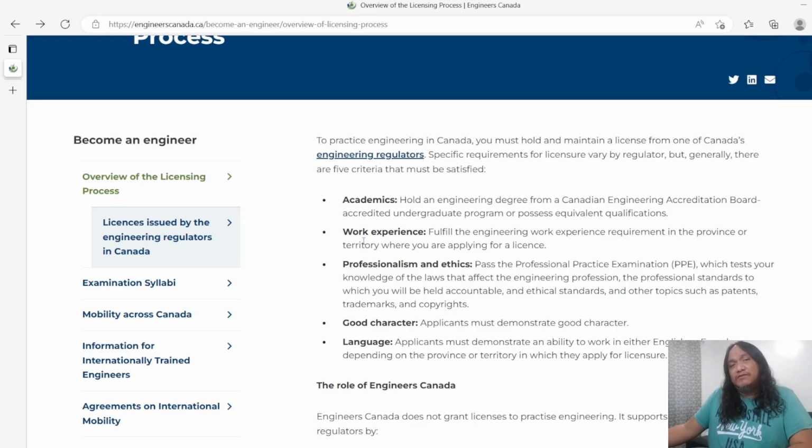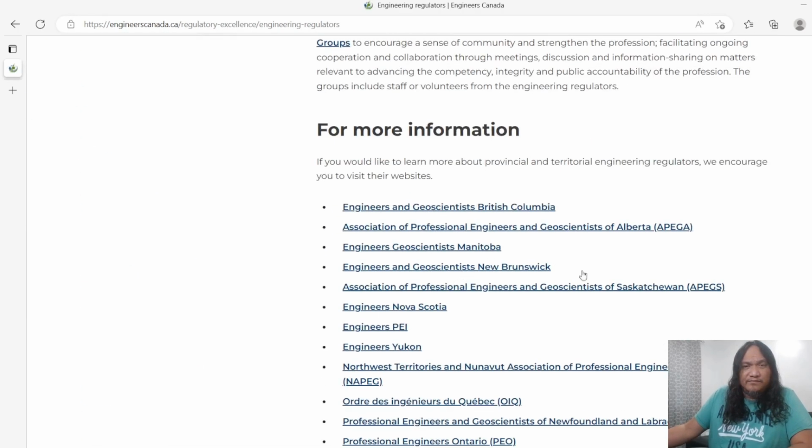So she told me that I have to fill out the form for the professional member, not the engineer in training. Unlike in the province of Saskatchewan, the Association of Professional Engineers and Scientists of Saskatchewan, if you are not a graduate in Canada, regardless of how long your professional experience is, they will only allow you to apply as an engineer in training, not as a professional member.